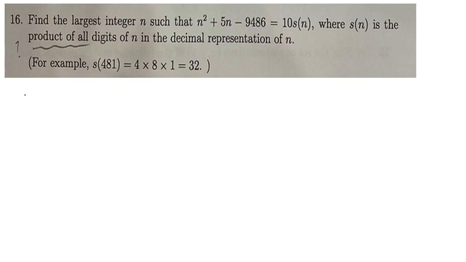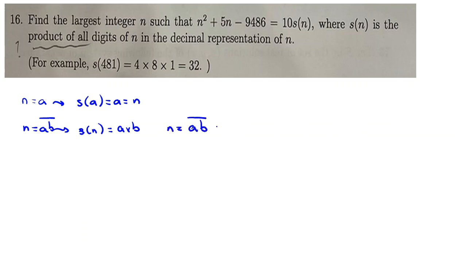Okay. So for example, when we have this one, I want to say for large n, the left side will be greater, and the right side cannot be a great number. So I want to say S of n is at most what? If n is a one digit number, for example n is a, then S of a is also a, equal to n. If n is ab, then S of n is a times b, and n is the number ab, which is 10a plus b.